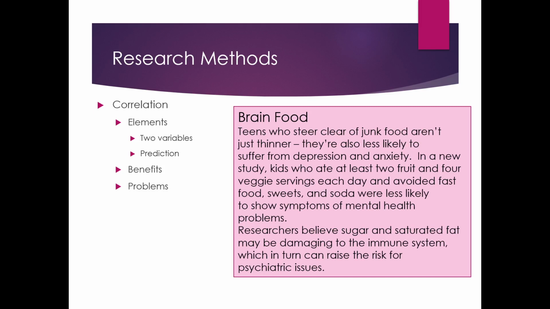Here's an example. I found this in Parents Magazine a few years ago, and it says, "Brain food. Teens who steer clear of junk food aren't just thinner, they're also less likely to suffer from depression and anxiety. In a new study, kids who ate at least 2 fruit and 4 veggie servings each day and avoided fast foods, sweets, and soda were less likely to show symptoms of mental health problems. Researchers believe sugar and saturated fat may be damaging to the immune system, which in turn can raise the risk for psychiatric issues."